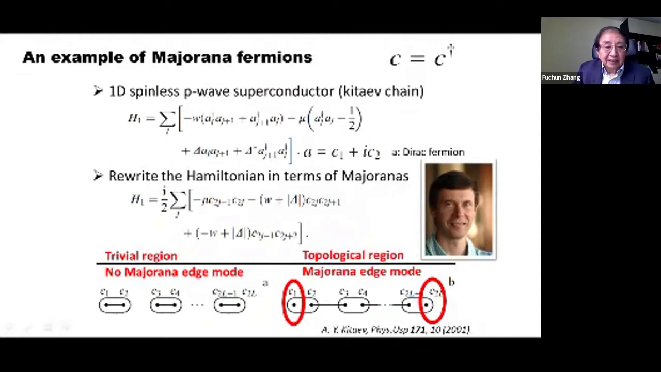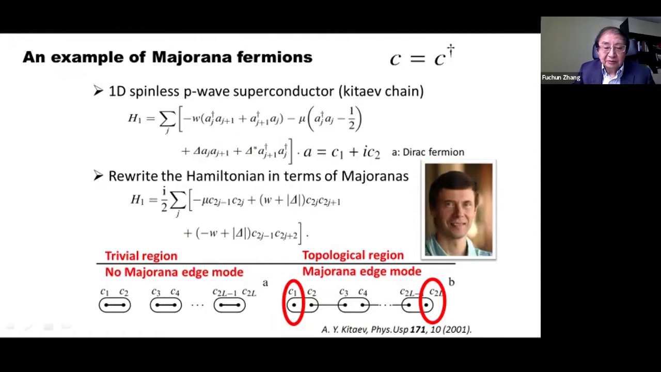And there are two different phases. One is the trivial regime, for instance when the chemical potential is outside the gap, outside the band, and there's no Majorana edge mode. There's another interesting case, the topological regime, where at the two ends you have Majorana edge modes. This is the cartoon.